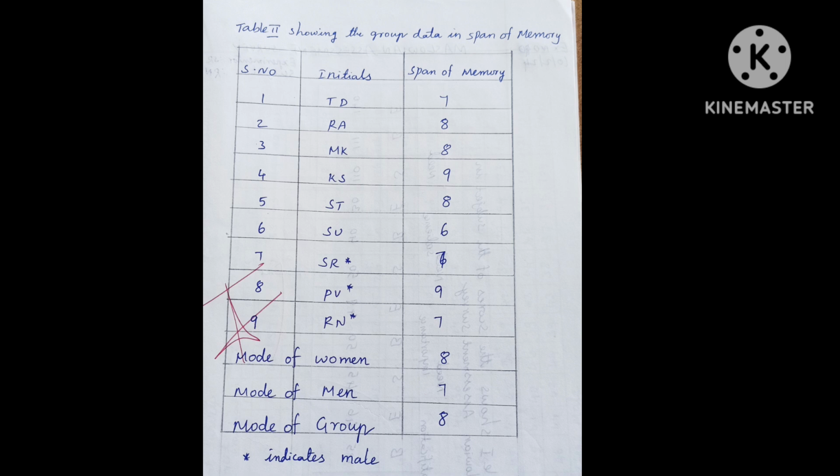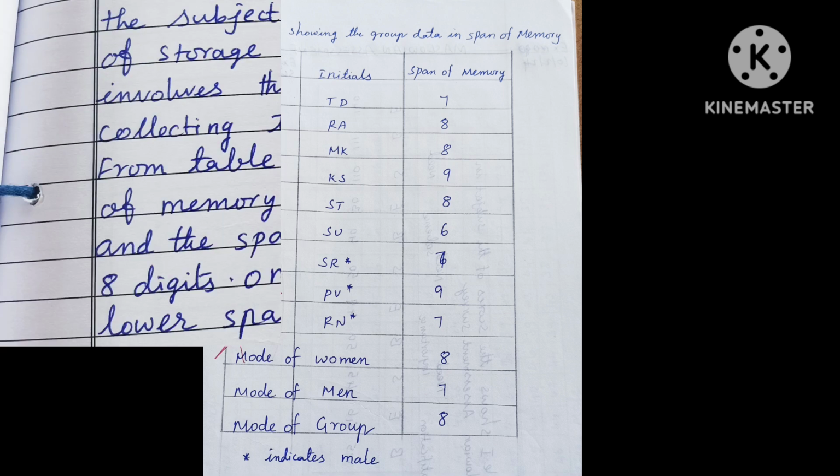For example, here there are 6 women. Number 8 is repeated 3 times. That is the mode of women. For men, number 7 is repeated twice, so it is the mode of men. For the overall group, number 8 is repeated 3 times and 7 is also repeated 3 times. So the in-between 7.5 comes. So 8 is the mode of the group.